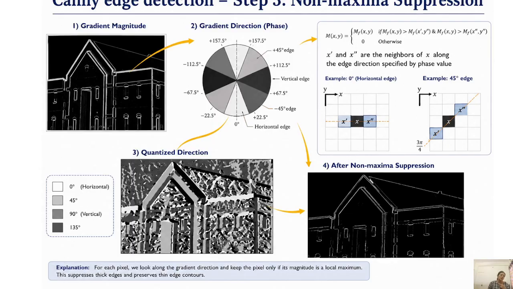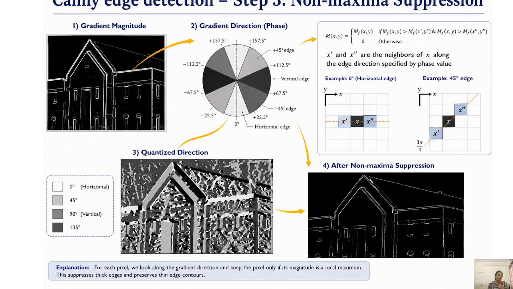Okay, so now what we are going to do. Here we are quantizing the phase into 4 directions. Each and every pixel is quantized into one particular edge direction. So whatever pixels we got in the gradient magnitude will be in any one of these angles. That is the total meaning of this.